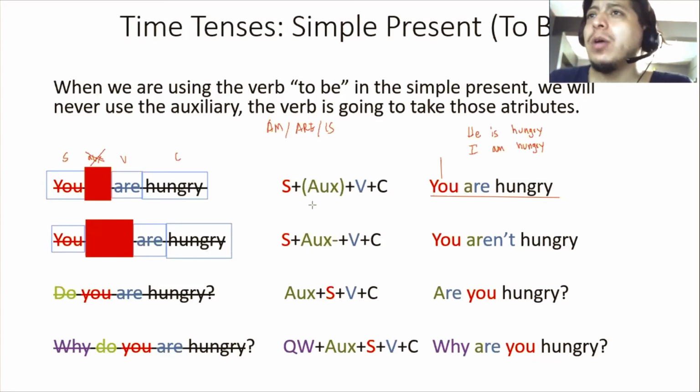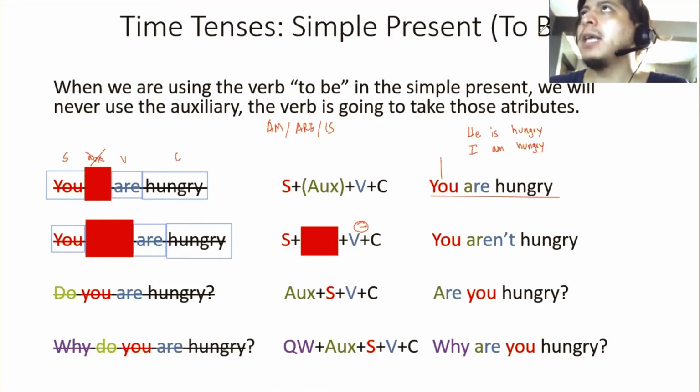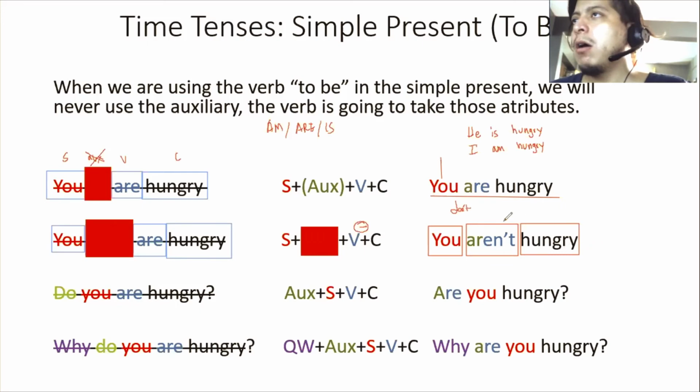So if you don't have the auxiliary to take the negative, then what happens? What happens is that the verb takes the negative. So in this case, it will be your subject, and the verb to be is taking the negative, is taking the attributes of the auxiliary. And then you have your complement. You never say, you don't are hungry. Do or does are never, ever used with the verb to be. This is the only exception. The verb to be is the only one that works differently.